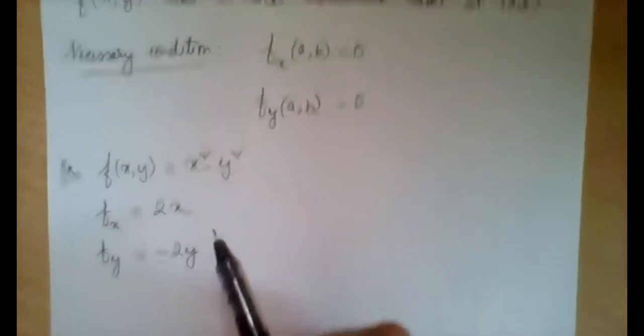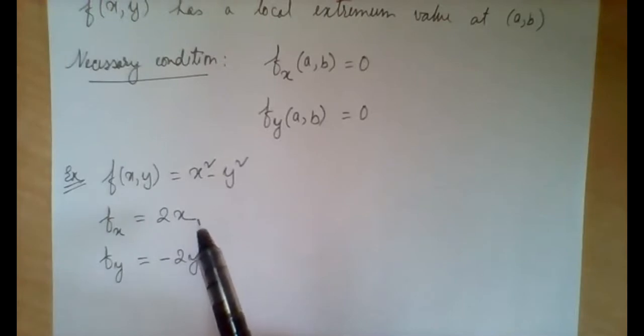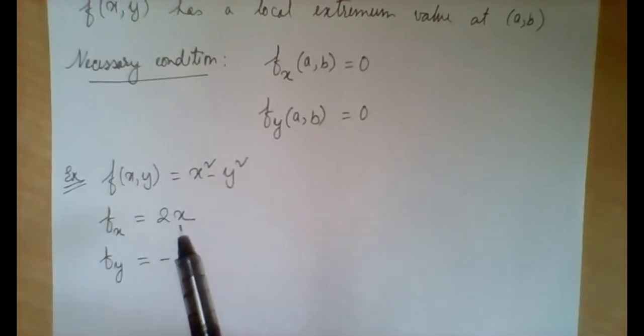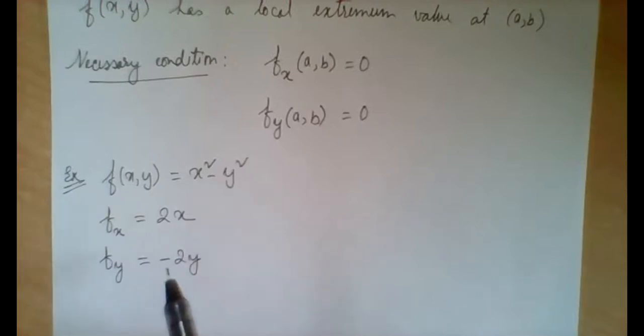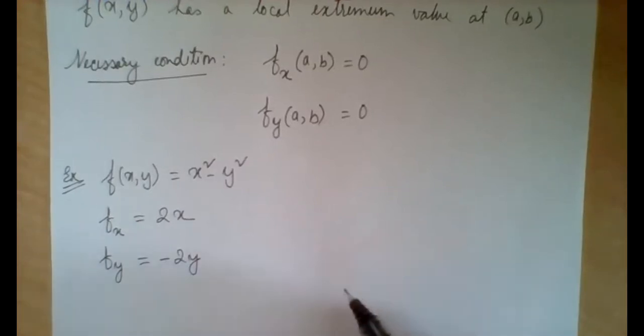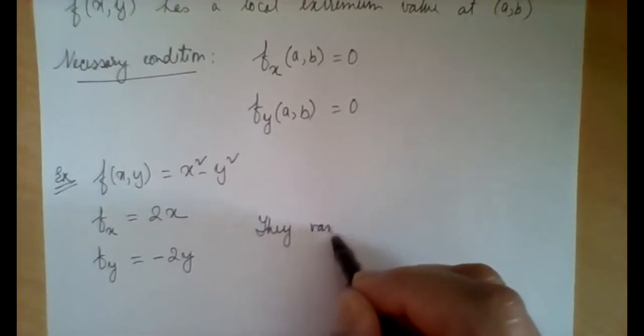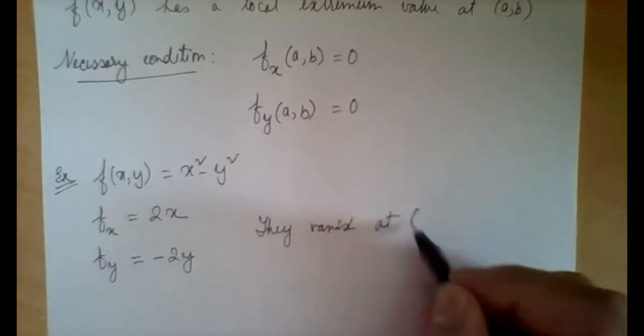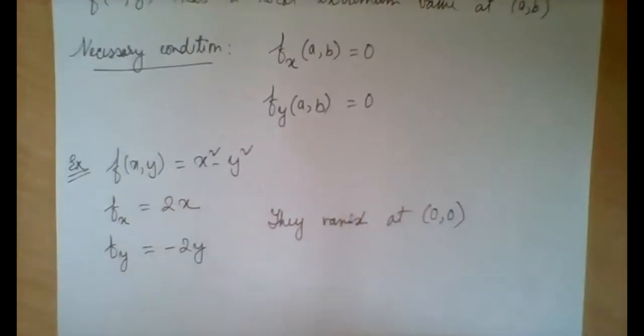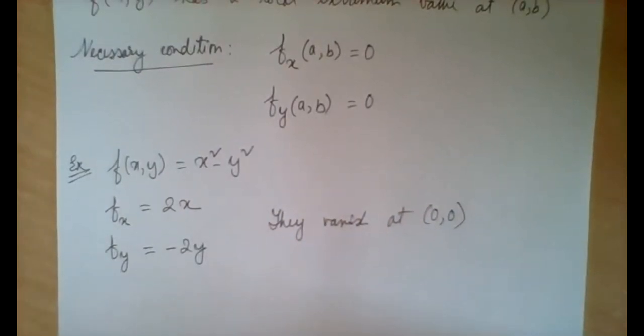Now the partial derivatives become 0. This becomes 0 when x equals 0, and this becomes 0 when y becomes 0. So these two partial derivatives vanish at the origin, at a equal to 0, b equal to 0. They vanish at the origin.